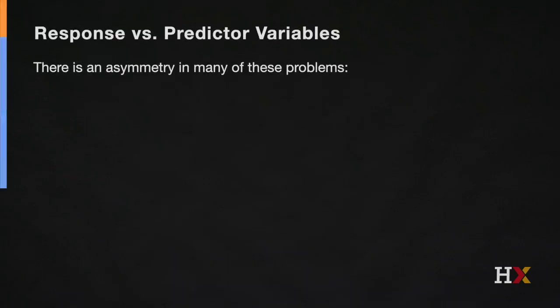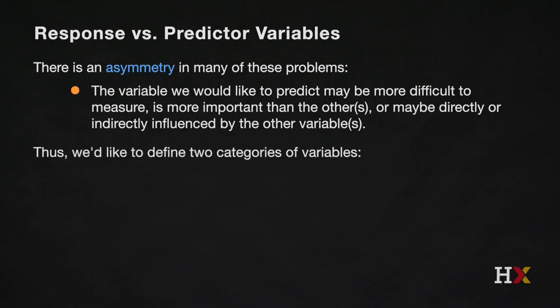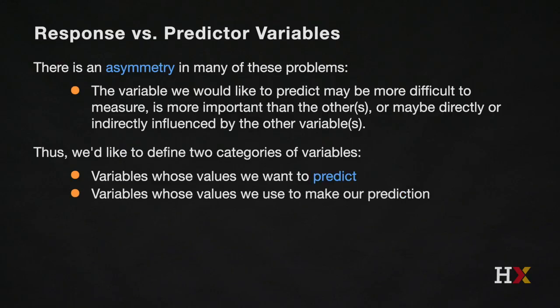Now there's an asymmetry in many of these problems. The variable we'd like to predict may be more difficult to measure, or is more important than the others, or may be directly or indirectly influenced by other variables. For that reason, we like to define 2 categories of variables: variables whose values we want to predict, and variables whose values we use to make our prediction.